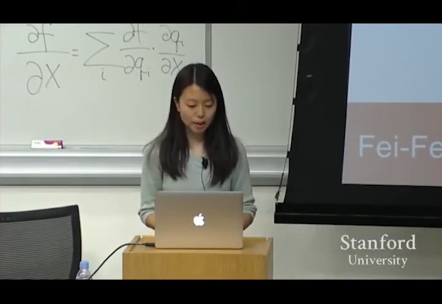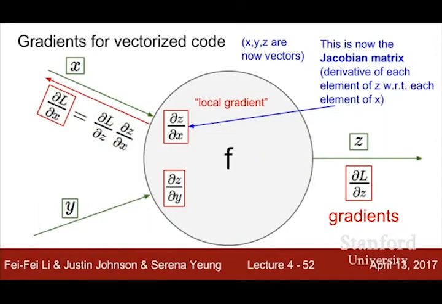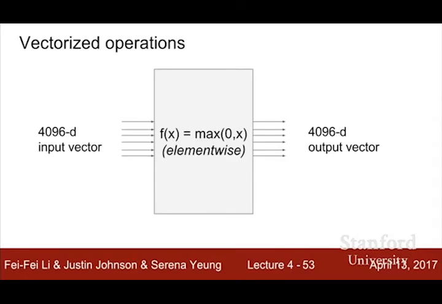Okay, so now that we've done all these examples in the scalar case, we're going to look at what happens when we have vectors. So now for variables x, y, and z, instead of just being numbers, we have vectors for these. And so everything stays exactly the same, the entire flow. The only difference is that now our gradients are going to be Jacobian matrices. So these are now going to be matrices containing the derivative of each element of, for example, z with respect to each element of x.